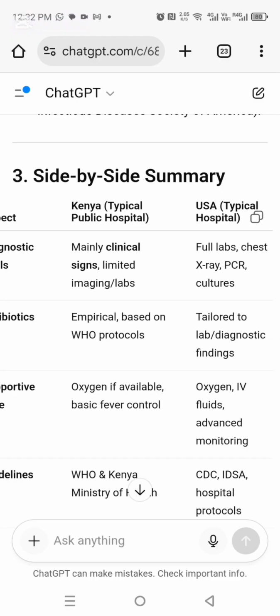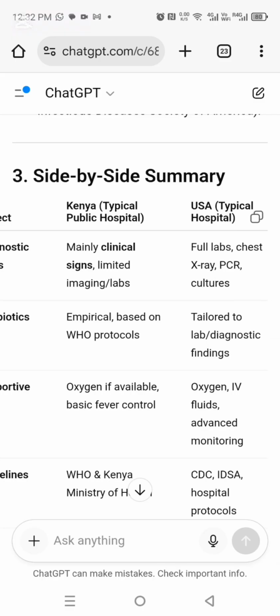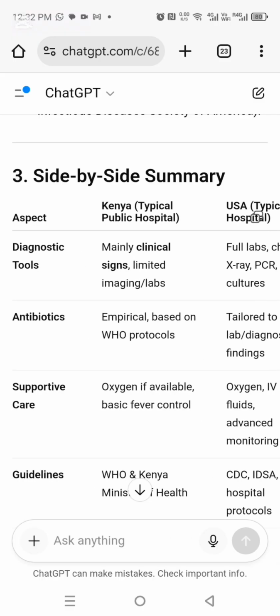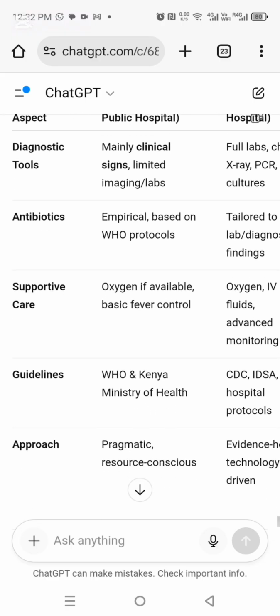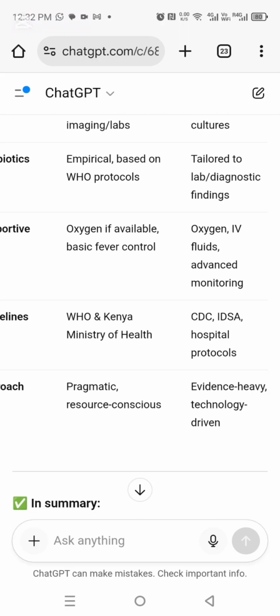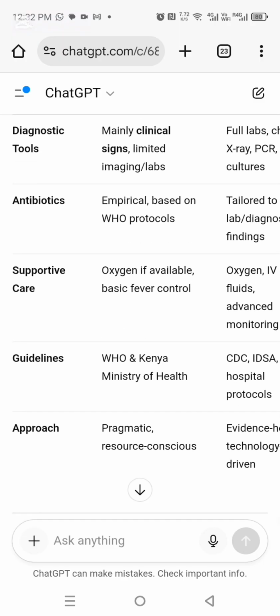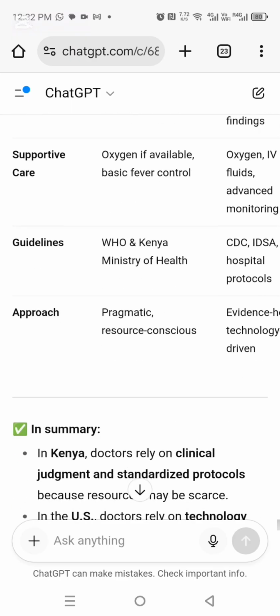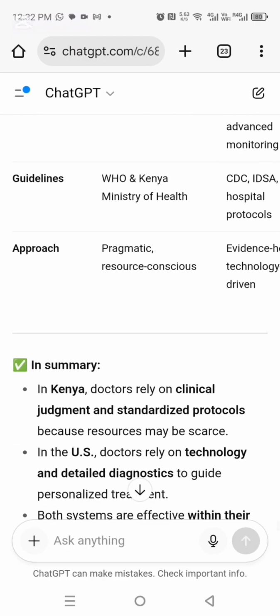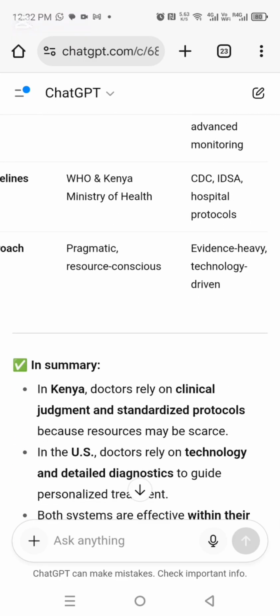Here it is full labs, chest X-ray, PCR, cultures, but in our areas it is clinical science and limited whatever. So I'm even wondering, the World Health Organization, why is the WHO here? And the Kenya Ministry of Health, can't the Kenya Ministry of Health do their own job? Do we really need WHO? The ones who are bringing us bad vaccines? They are bad, all of it.